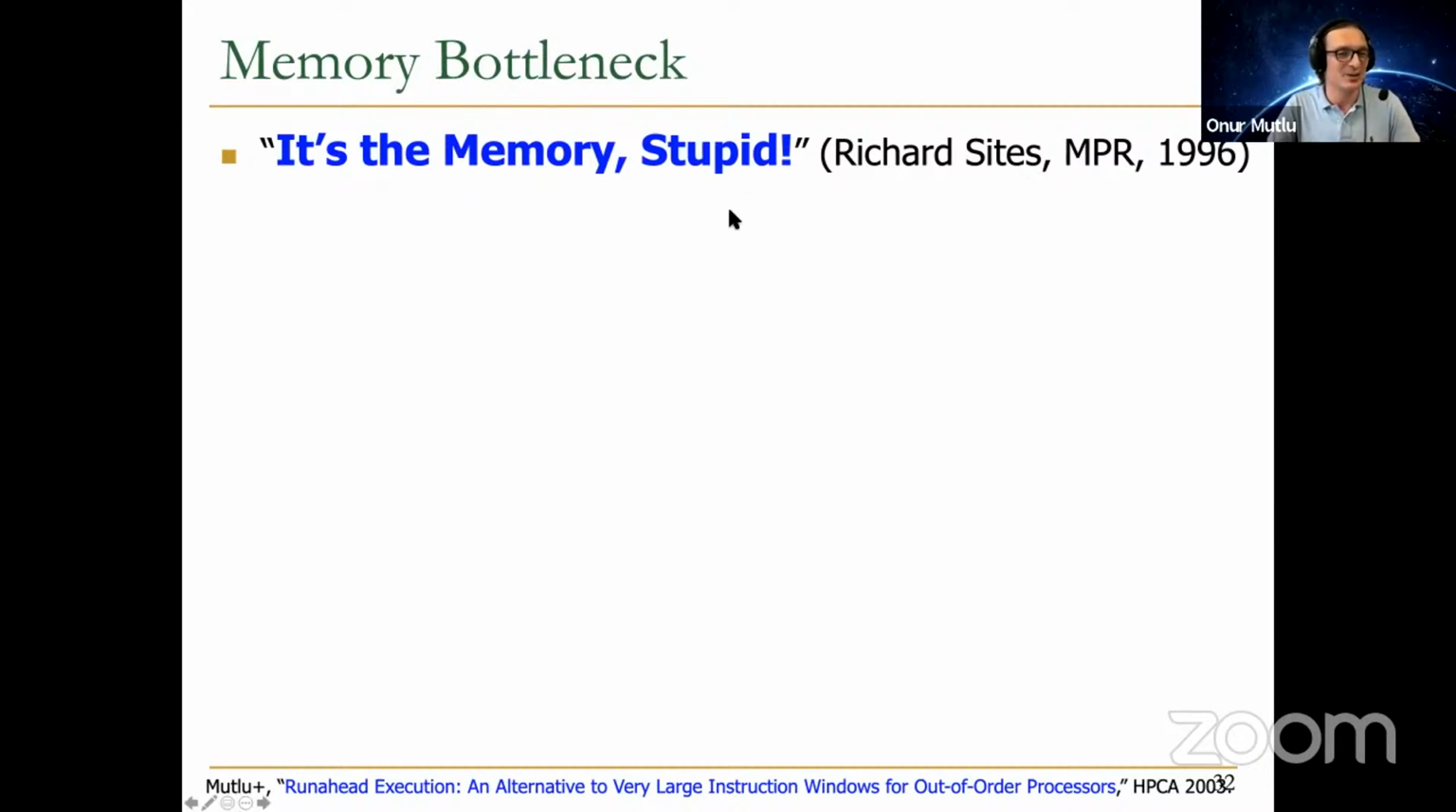I mentioned this, I think, in an earlier lecture also, but maybe this will become more clear right now, because this sentence, "It's the memory, stupid," is coming from Richard Sites, who was the chief architect of the Alpha processors, one of the first out-of-order processors of its time, Alpha 21164 and 21264. In fact, that was one of your readings, the Alpha 21264 microprocessor. And Dick Sites, after they designed this processor, wrote a one-page article in Microprocessor Report. That could also be an extra reading.